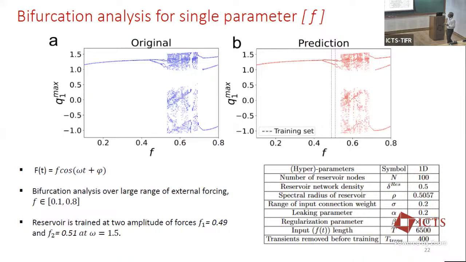So with this minimal data set training with the two parameters only, we could generate the bifurcation diagram, and we have compared the original bifurcation diagram with the predicted one, where the training was done only for two sets of parameters.